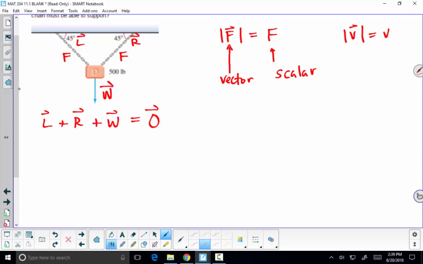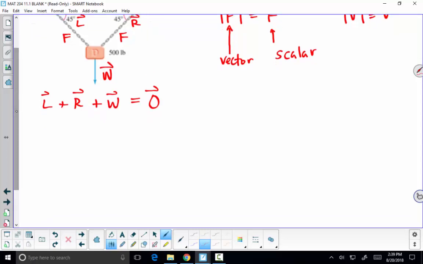All right, beautiful. Now what we need to do is convert each of these to component vectors. The obvious one is weight. That one we can do pretty easily. 0, negative 500. That vector's pointing down. So 0, negative 500. That's the easy one. Left and right are a little more difficult. We just got finished doing something that helps tremendously, though.